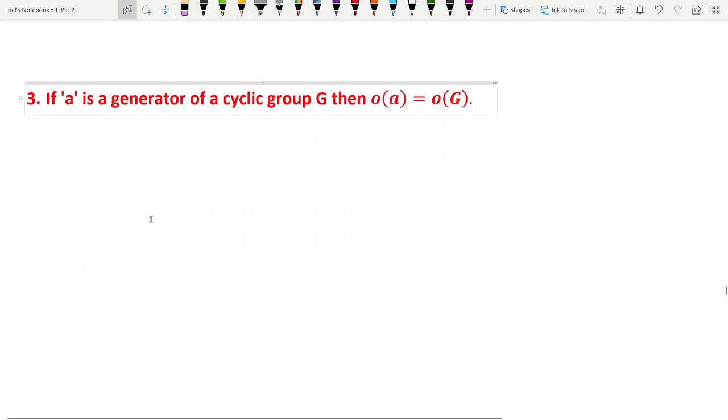If A is a generator of a cyclic group, so the cyclic group G is generated by an element A, then definitely the order of the element A is the same as the order of the group G. That means the order of the group is always equal to the order of the generator.